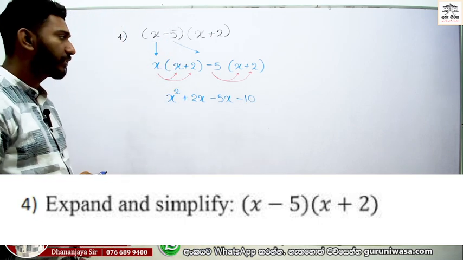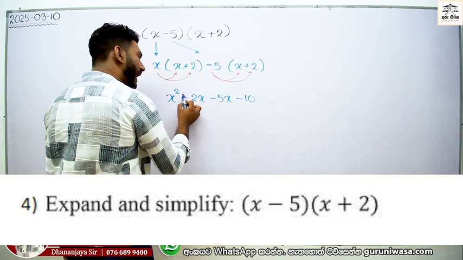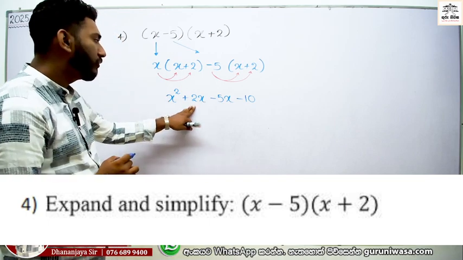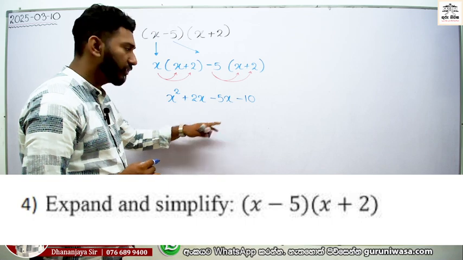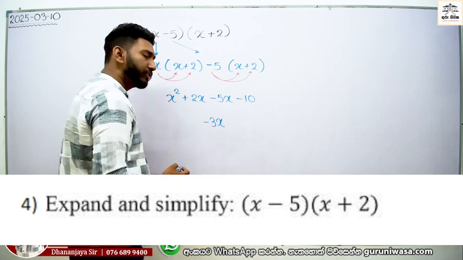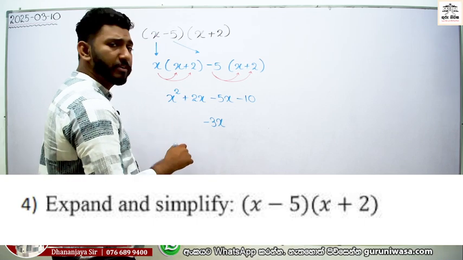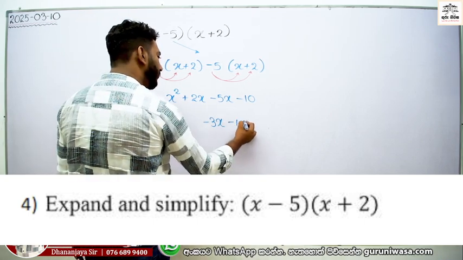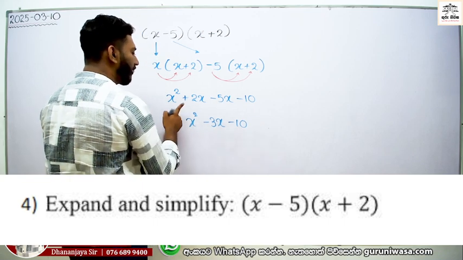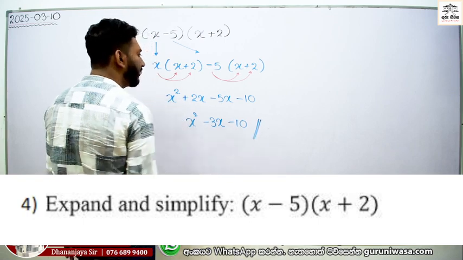Now listen. The middle ones we call like terms. Now we can simplify the like terms: plus 2x minus 5x, then the answer is minus 3x. How does it become minus? Because the greatest one is a minus and you need to find the difference between the two numbers. And the last term is a minus term, the first term is x to the power of 2. Now x to the power of 2 minus 3x minus 10. This is the final answer.